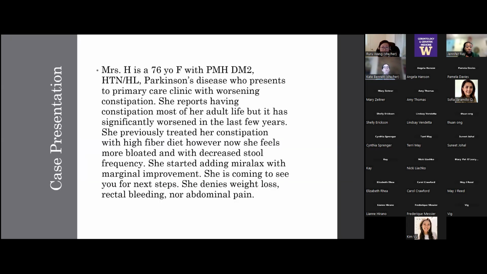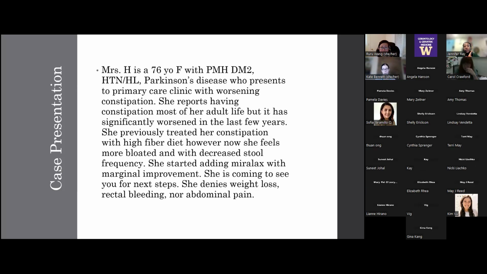All right, moving on back to motility land, moving to constipation. So this is Mrs. H. She's a 76-year-old woman with past medical history of diabetes, hypertension, and cholesterol, Parkinson's disease, who's coming to primary care geriatric clinic for worsening constipation.